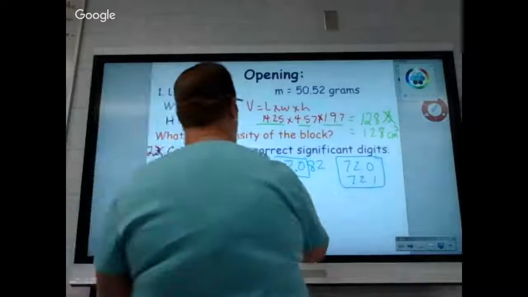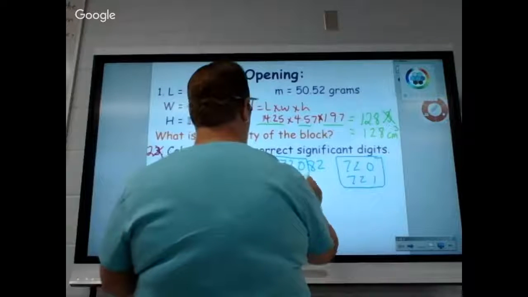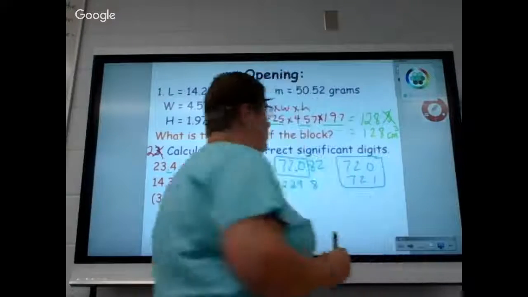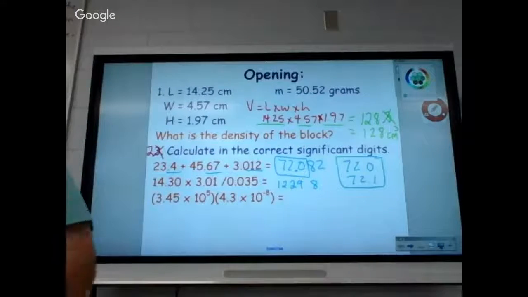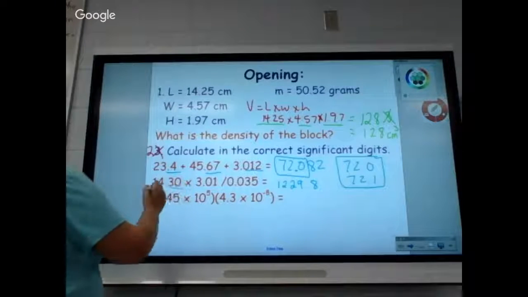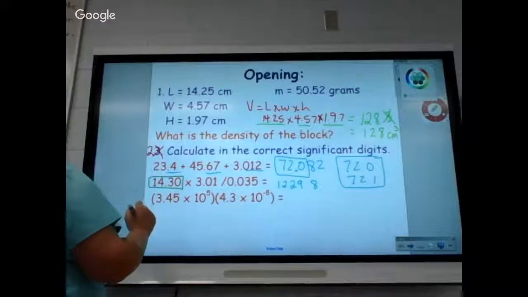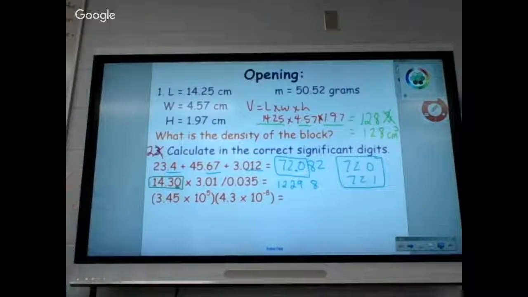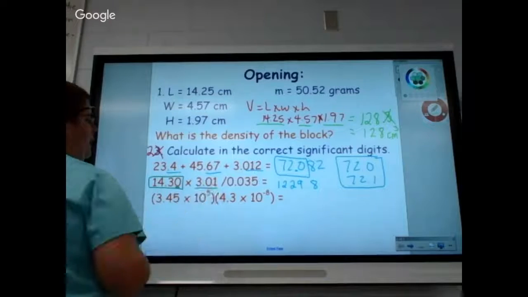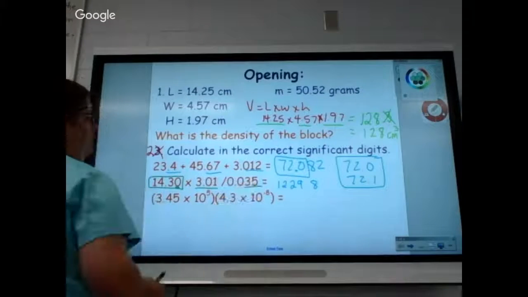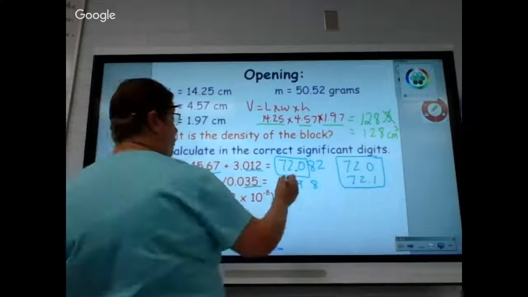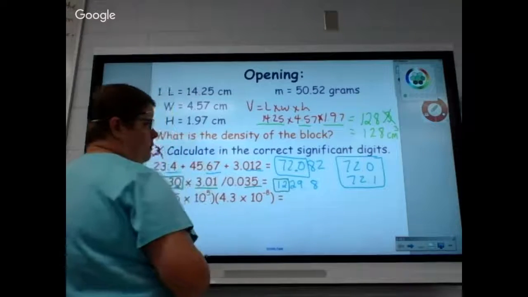Okay, number 2. 14.30 times 3.01 divided by 0.035. I get 1,229.8. All right, now I need to use what rule? Significant numbers. So how many are significant here? All 4. This 0 is after the decimal and after a non-zero digit. So you can say after the 3. How many are significant here? And how many here? 2. Only 2. So I want how many in that number? 2. So I only want these 2, right?